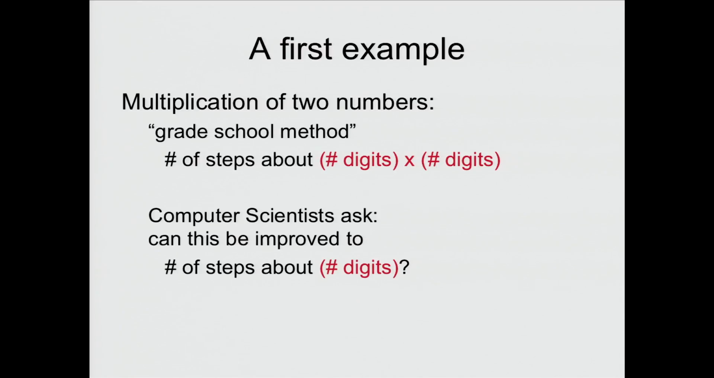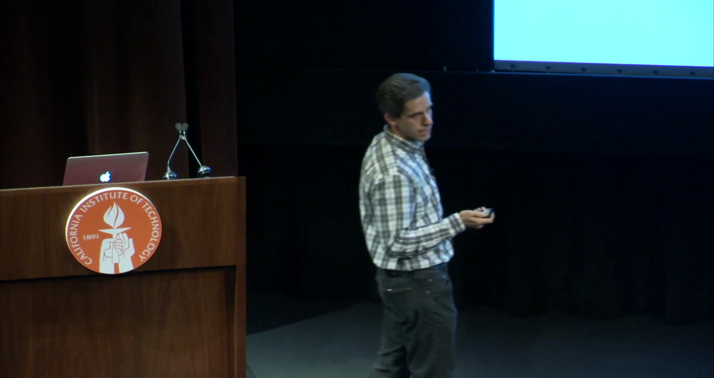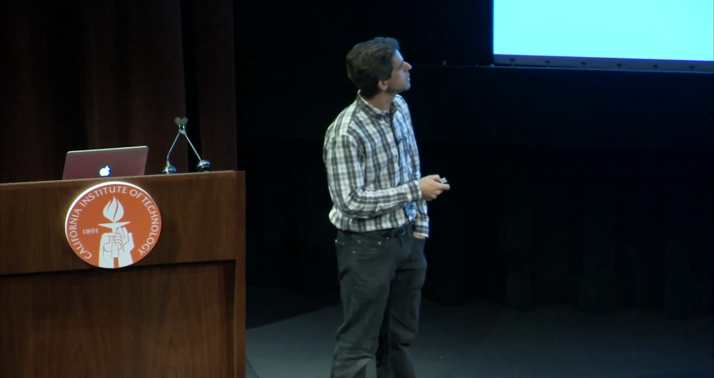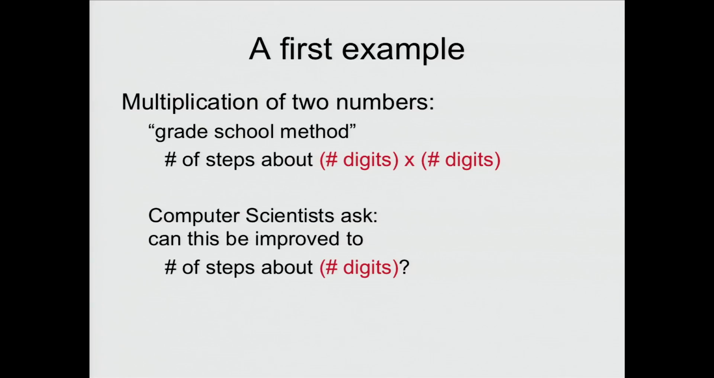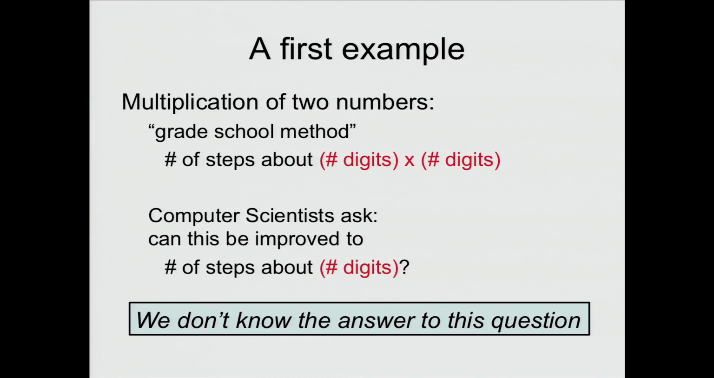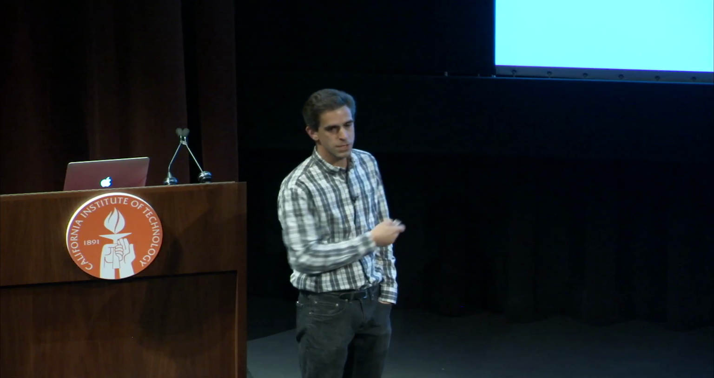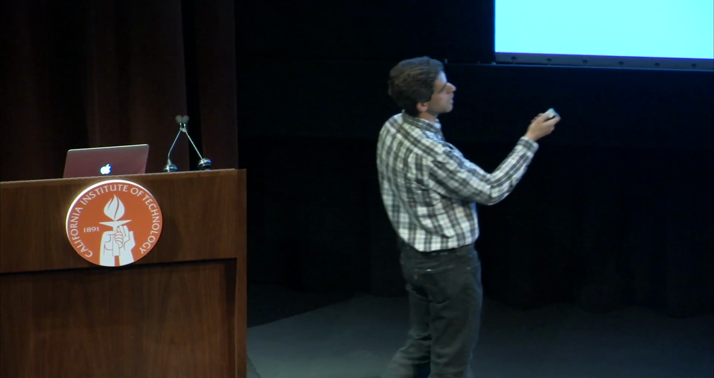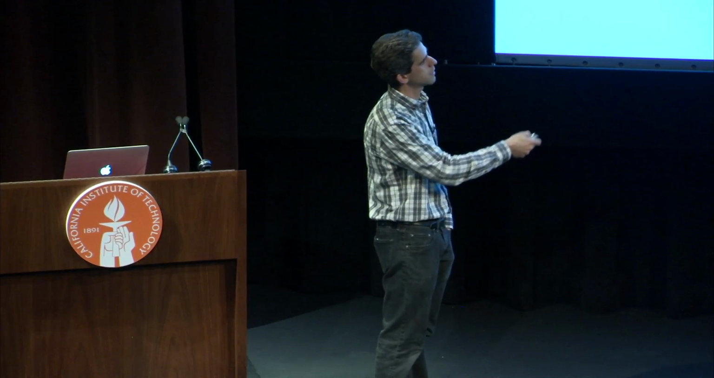So if we think about multiplication of two numbers, we have two methods. We have a grade school method, which takes a number of steps, which is about the number of digits squared. And a computer scientist would ask the following question, which is a good question: can this number of steps be improved to about the number of digits? And in fact, even for this very simple problem, we don't know the answer to this question. We do know a method that's much better than grade school multiplication, that gets close to the number of digits, but not that exactly. And we really don't know if there's a simple algorithm or even a complicated algorithm lurking out there that actually gets to the number of digits.